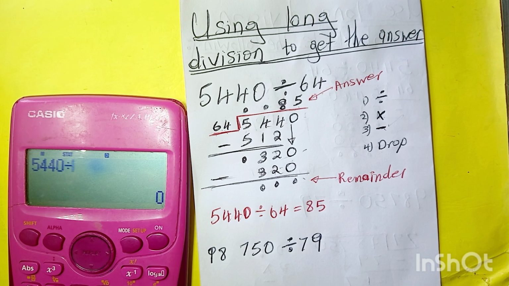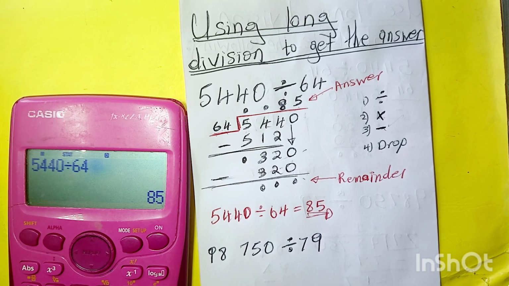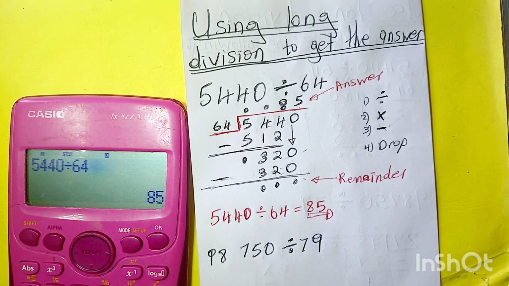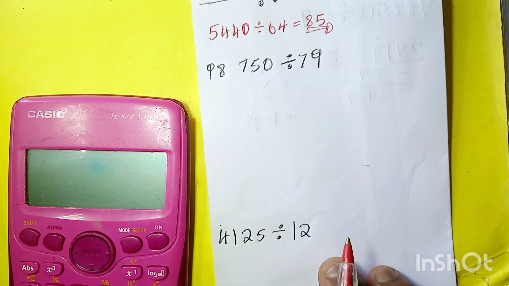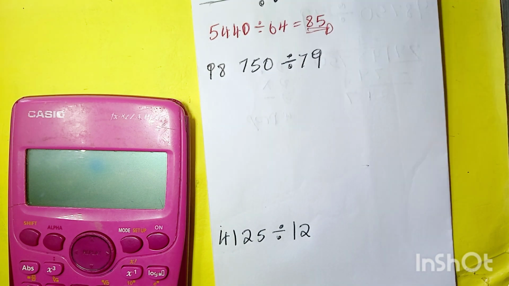5,440 divided by what? By 64. Yeah, it is correct, no doubt. So this one is our answer. So let's try the next question now. Here's, guys, the next question.